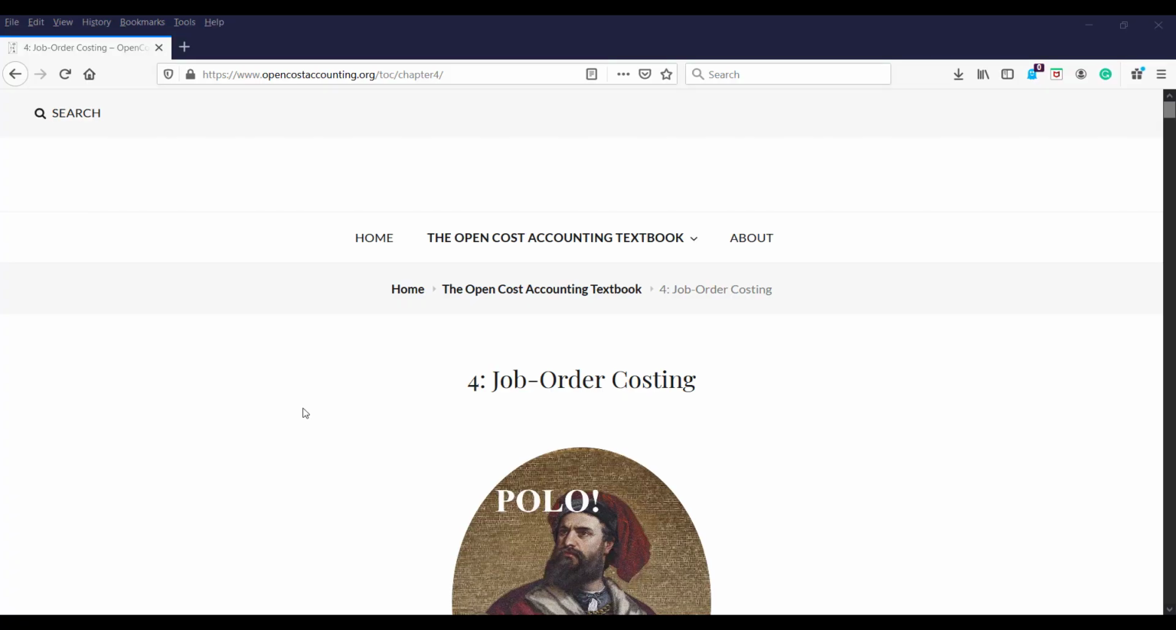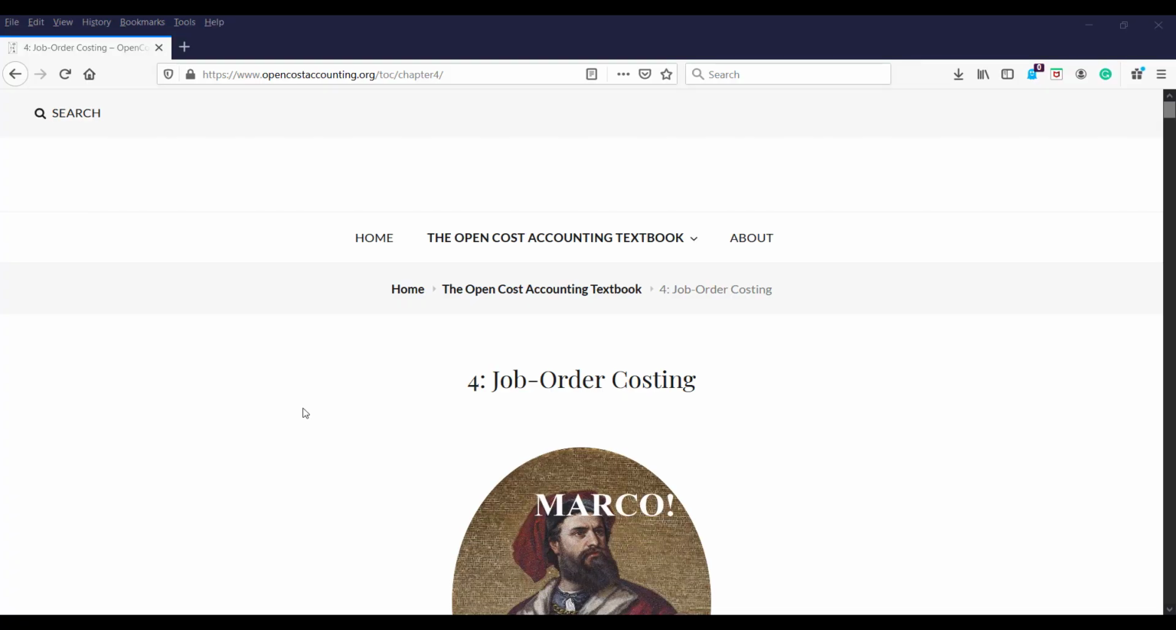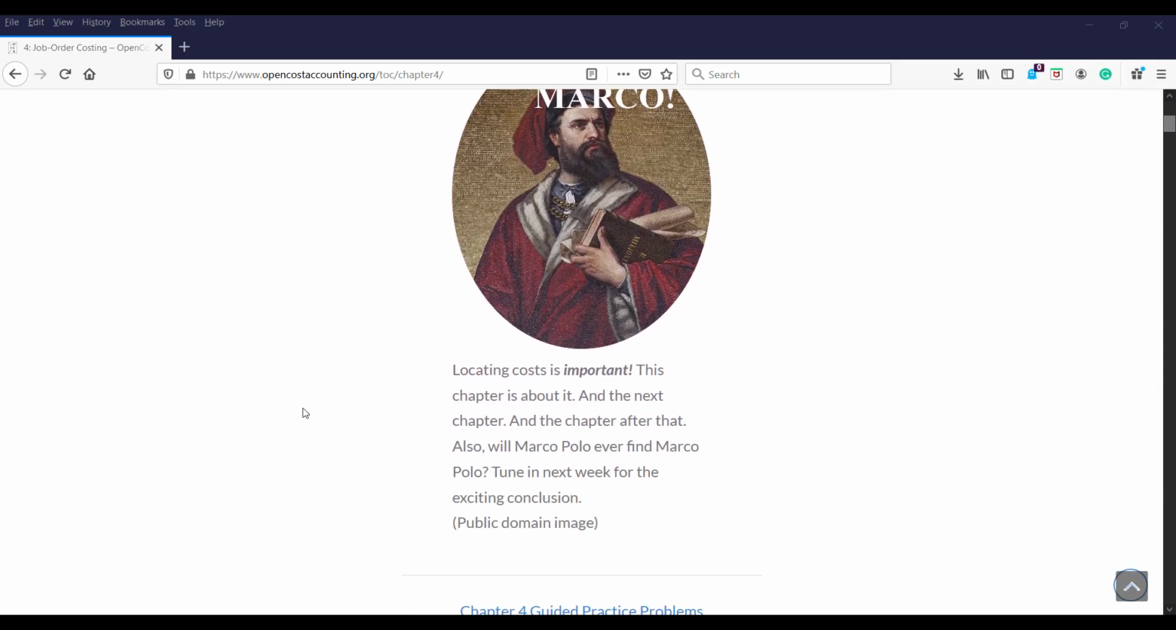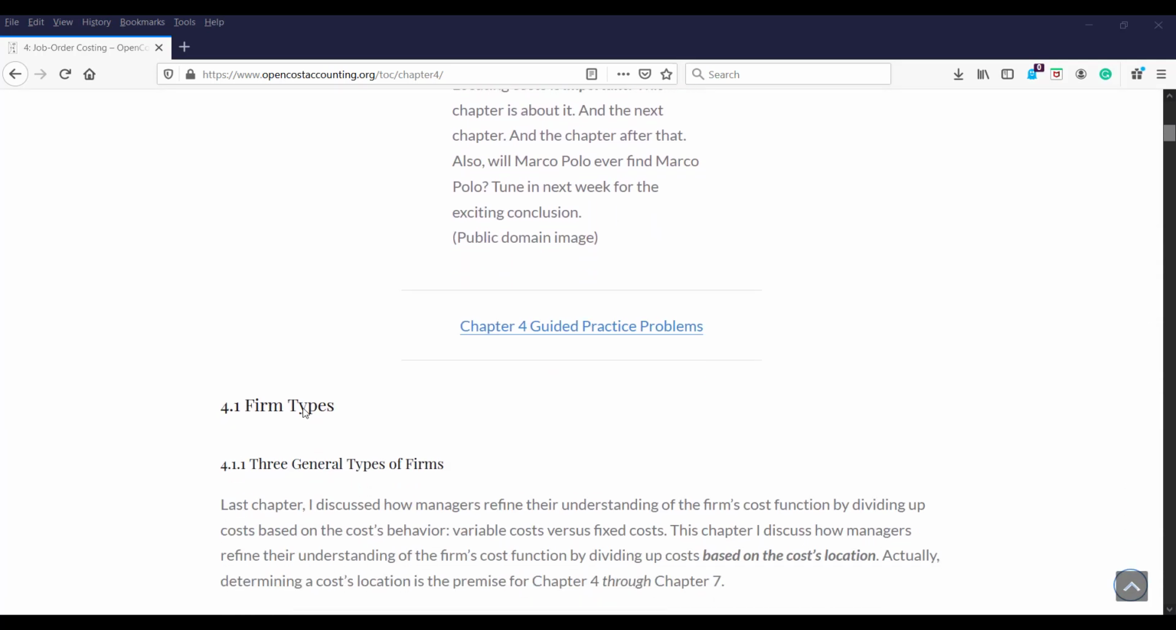Welcome to video 4, where I go over chapter 4, job order costing. This chapter is the first of 3 chapters that go over inventory costs. Chapter 4 goes over job order costing. Chapter 5 goes over activity-based costing. And chapter 6 goes over process costing. Now that's a lot of material on determining the cost of inventory.